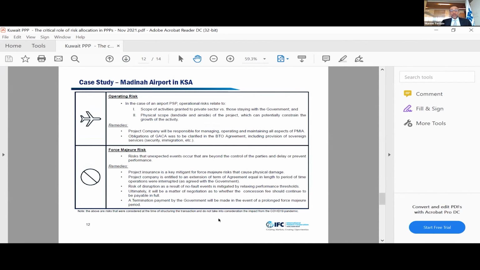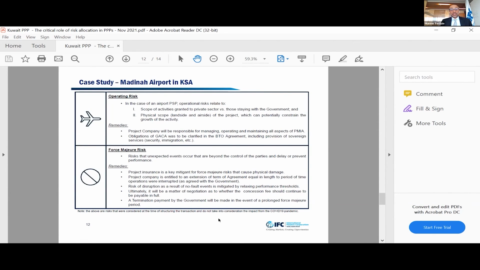Then we move on to operating risk. And operating risk, as I said, is mostly how are you able to operate the airport, right? What are the scope of activities that the government will do, and what are the scope of activities that the private sector will do, and who's going to manage the land side and the air side. So the way we structured that is the project company was responsible for managing, operating, and maintaining all aspects of the airport, whereas the grantor was only providing the essential services. This is the customs, the immigration services, and sometimes the military and security services.